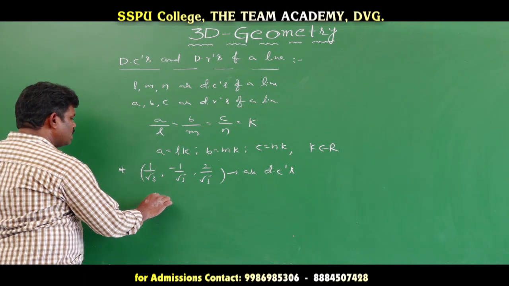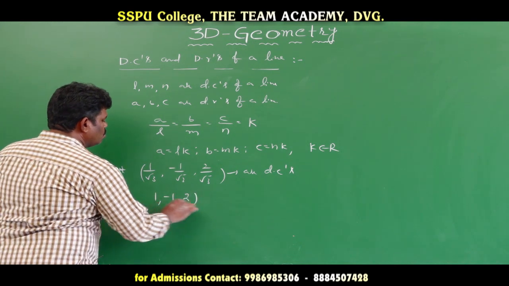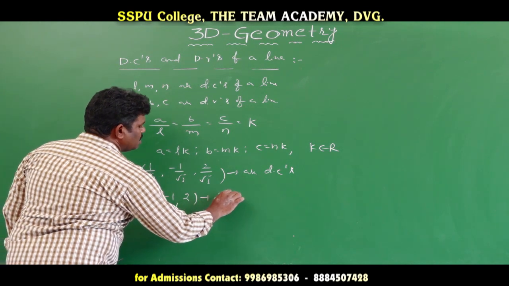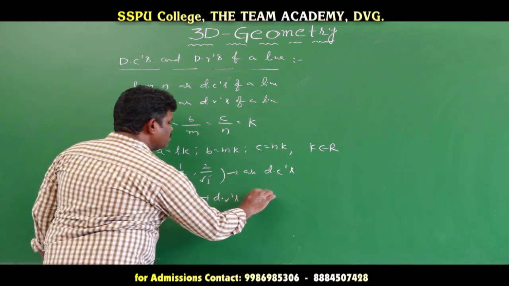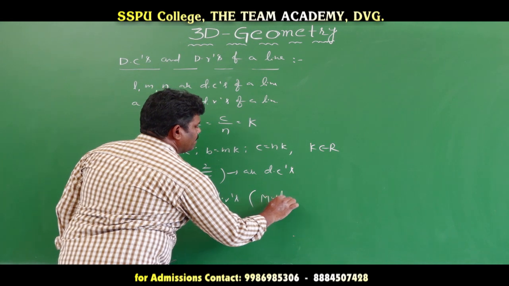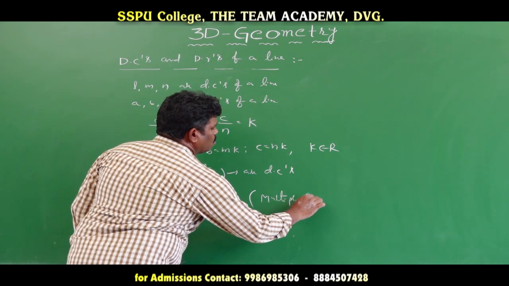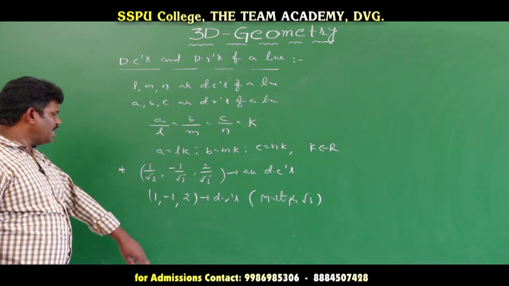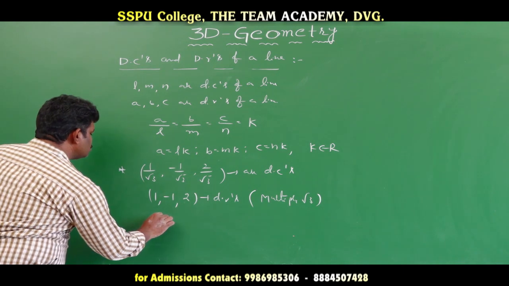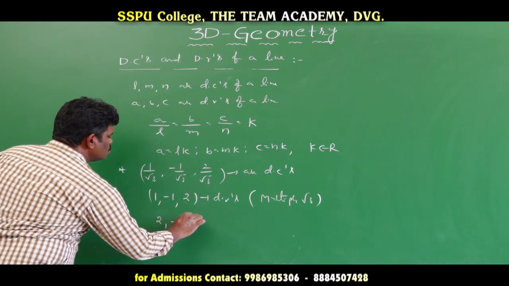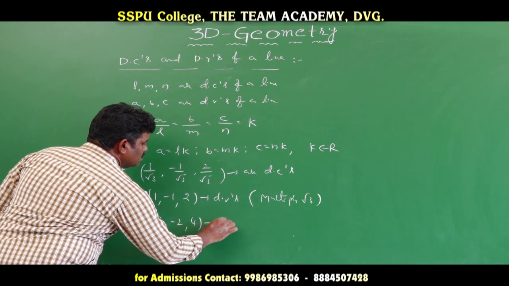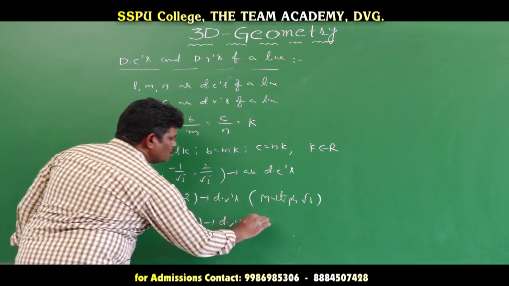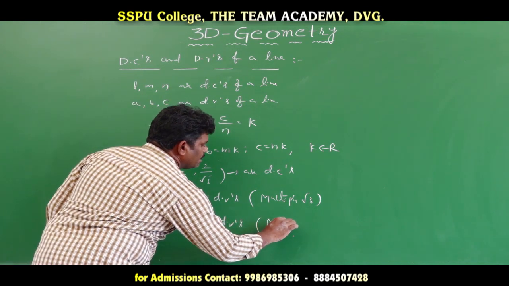See here, 1, minus 1, 2. So this is the direction ratios. Here what we did: we multiplied by root 3. Again, if you multiply with 2 into root 3, 2 minus 2, so 4. So these are also direction ratios. Here what we did: we multiplied by 2 root 3.